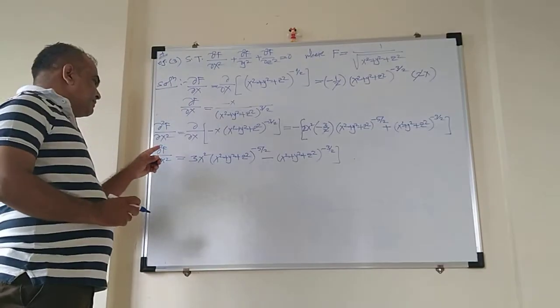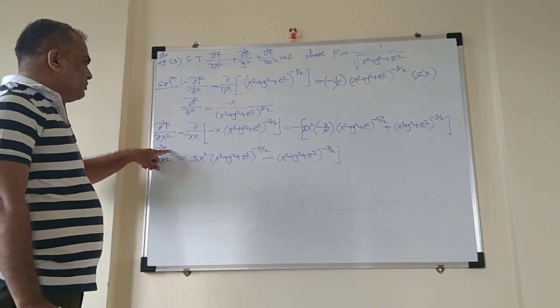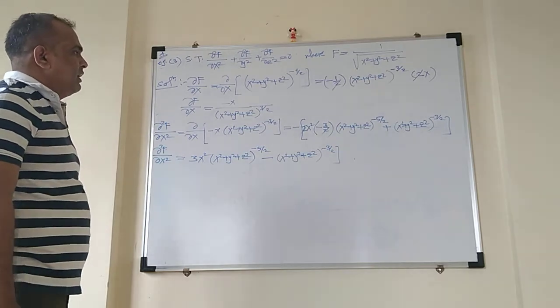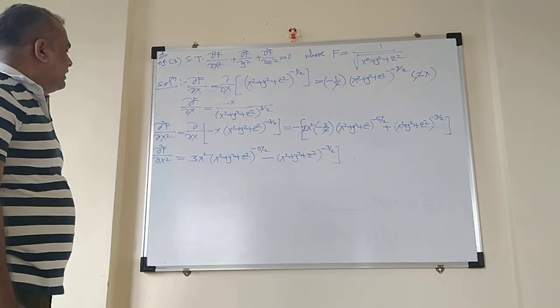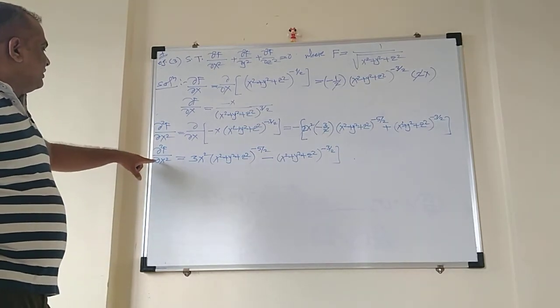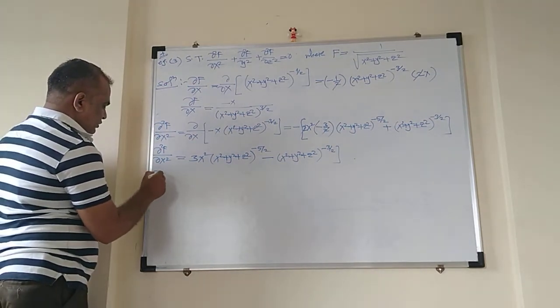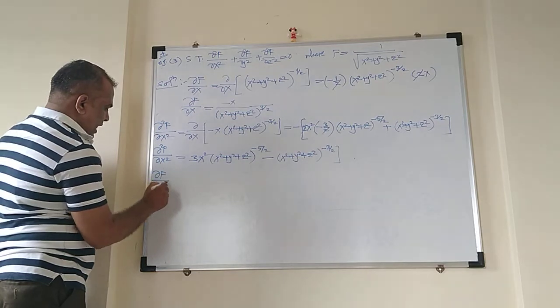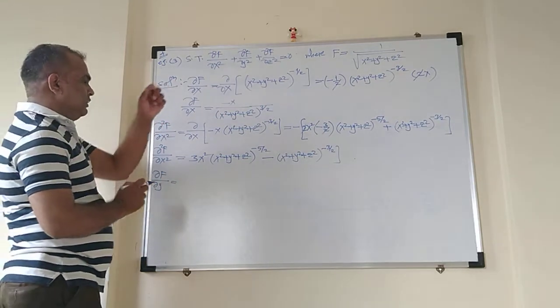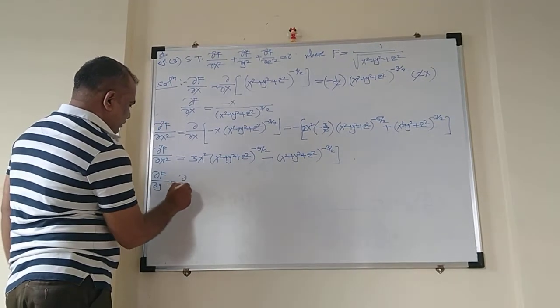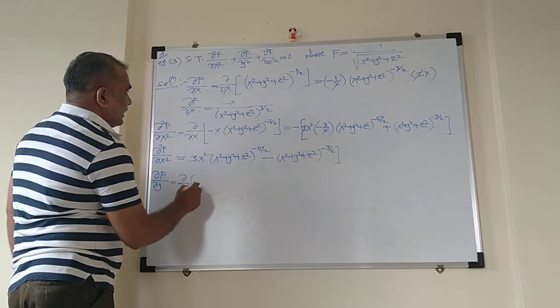So this is second order partial differentiation of the given function with respect to x square. In the same way, do calculate the partial differentiation of f with respect to y. So let's go for that. So dou f by dou y will be equals to dou by dou y of the given function.